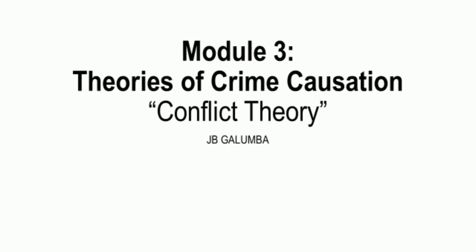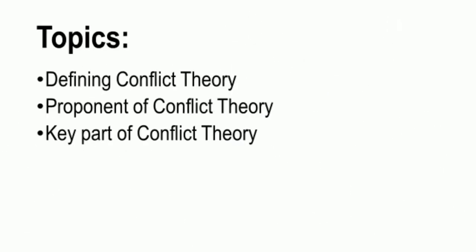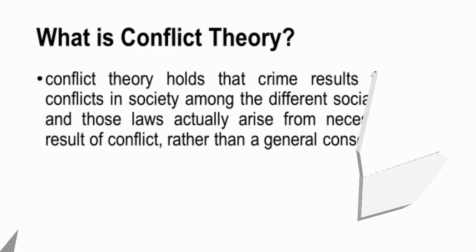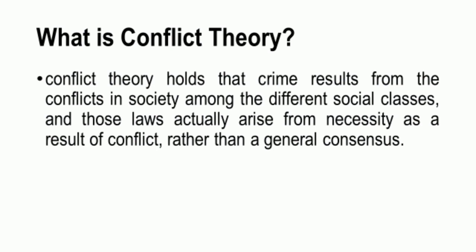Now, with that, let us first define what will be the coverage of this topic. We are going to talk about the definition of the conflict theory. We're also going to tackle the proponent of the conflict theory and the key part of the conflict theory. For the definition, we define the conflict theory as a criminal theory that believes that crime results from the conflict in the society among the different social classes.